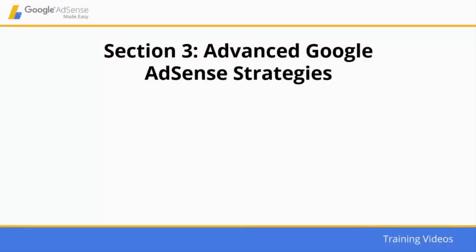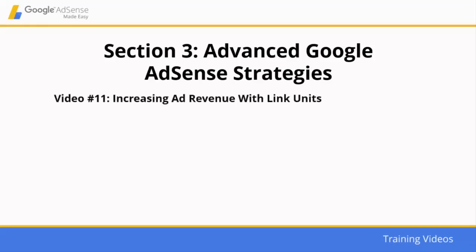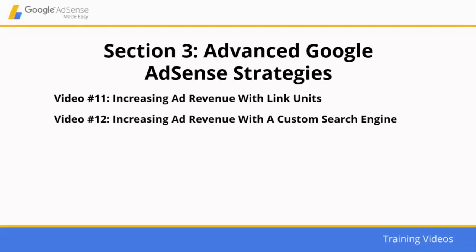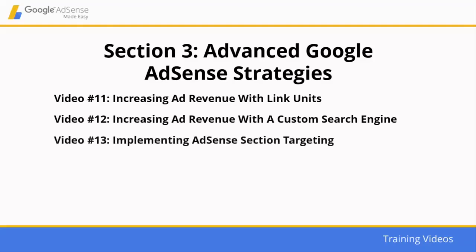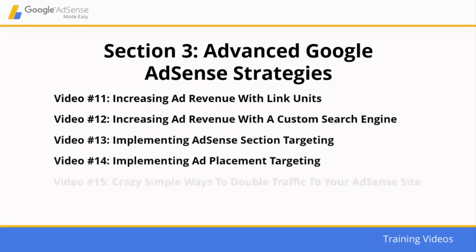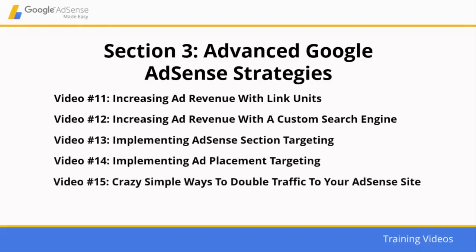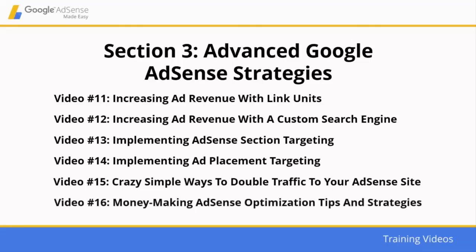Hey there my good friends, and welcome to Section 3 of our Google AdSense video training series, Advanced Google AdSense Strategies. We're glad to see you keeping up with us this far, because we're about to get into the deep stuff. The contents in this section include increasing ad revenue with link units, increasing ad revenue with a custom search engine, implementing AdSense section targeting, implementing ad placement targeting, crazy simple ways to double traffic to your AdSense site, and money-making AdSense optimization tips and strategies.